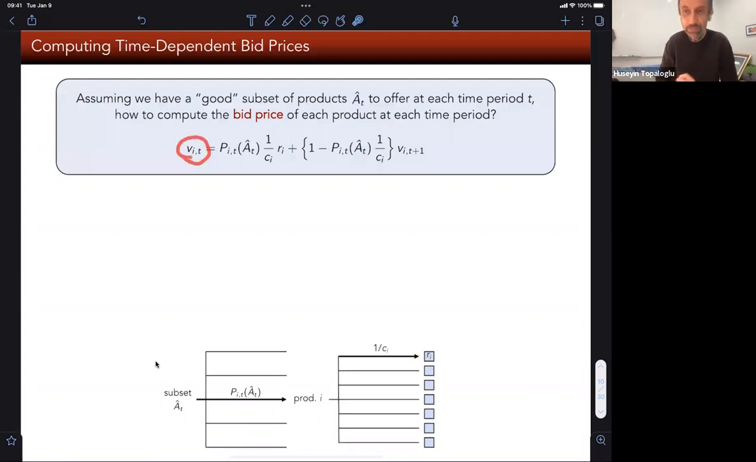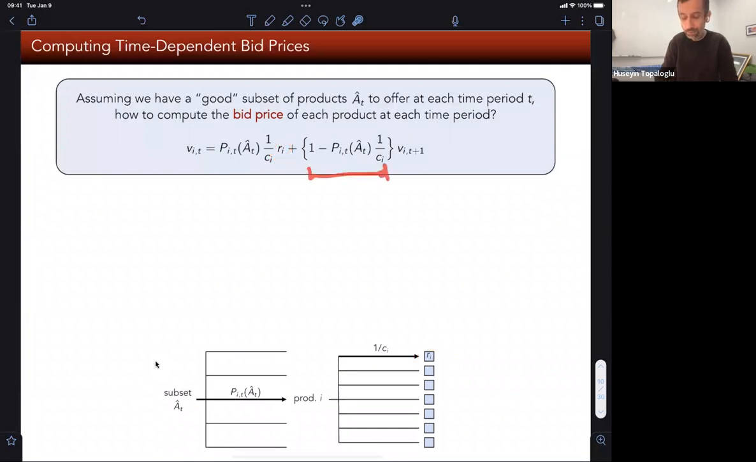Let's let VIT be the bid price of product I at time period T. So that's the value that I can extract from one unit of product I at time period T. I'm going to offer my ideal assortment. If I offer my ideal assortment, this is the probability that the customer purchases product I. If the customer goes for product I, I'm going to route this customer to each one of the CI units of product I with equal probabilities. If the customer hits the unit that I'm interested in, I'm going to make a revenue of RI.